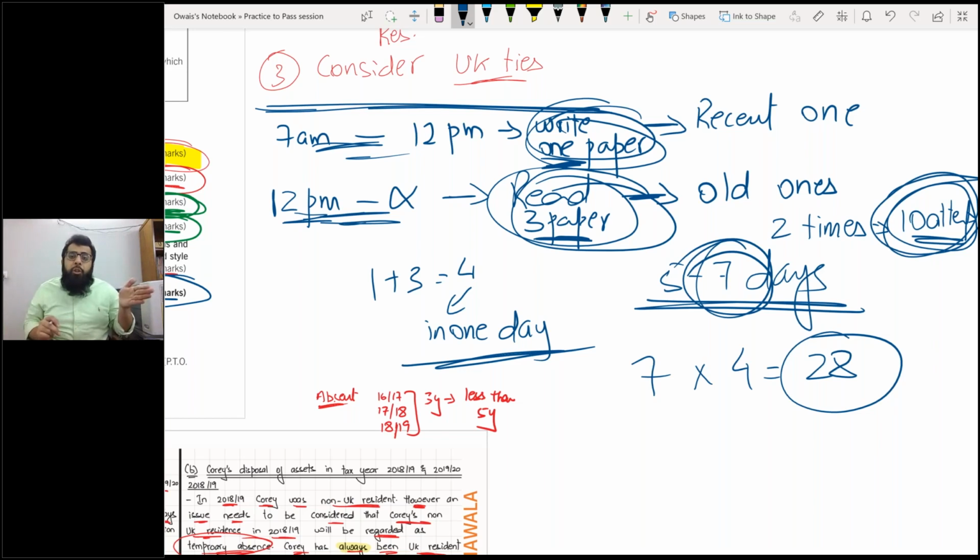Okay? March 2020, writing in the morning. Then read the whole 3 papers from the last 10 attempts, for example, the 2015, 16 papers. Read that. Then next day, again write one paper, read the last ones. Soon you will have written all 10 and you will be done with reading all 10.